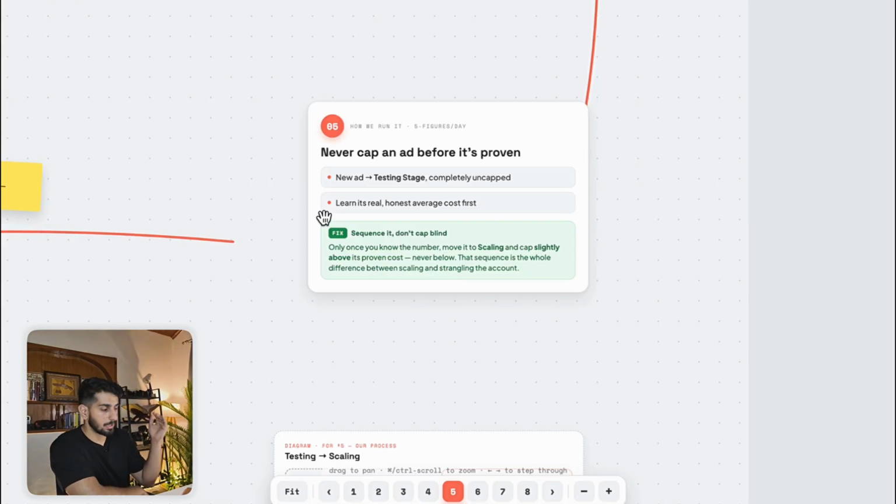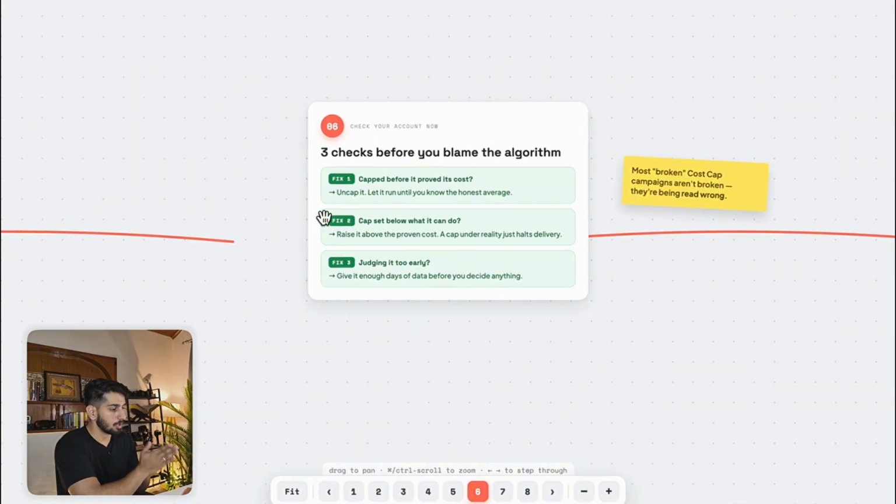So what I want you to do next is go into your ad account and I want you to look at these couple of things. If your cost cap feels unpredictable, number one, I want you to stop blaming the algorithm. It's not Facebook that's wrong. You just want to check these three things. Number one, is the ad capped before it had enough sales to prove its real cost? Again, have you done proper testing to figure out, well, what is the actual cost of acquisition for that ad?